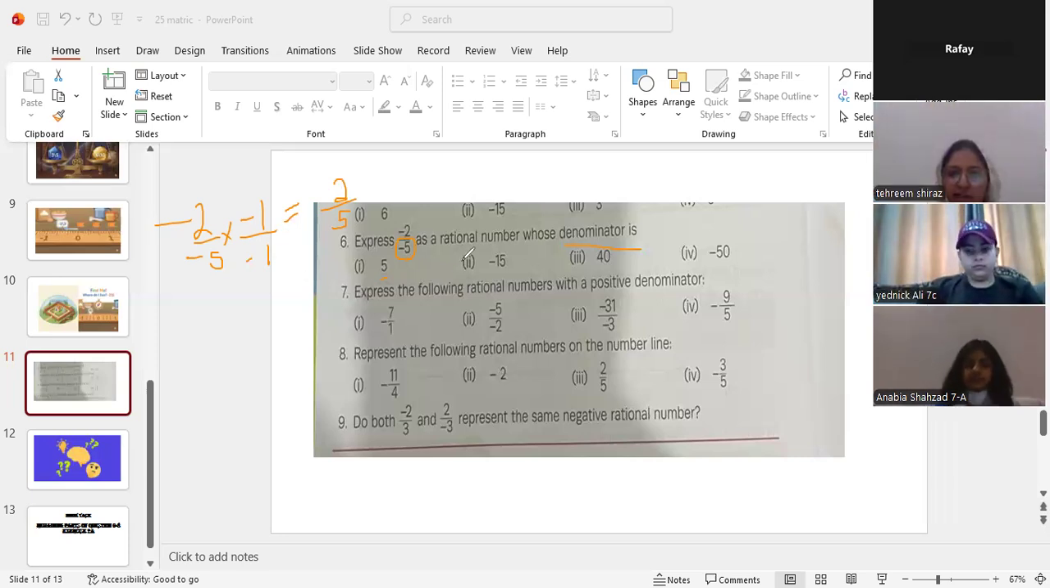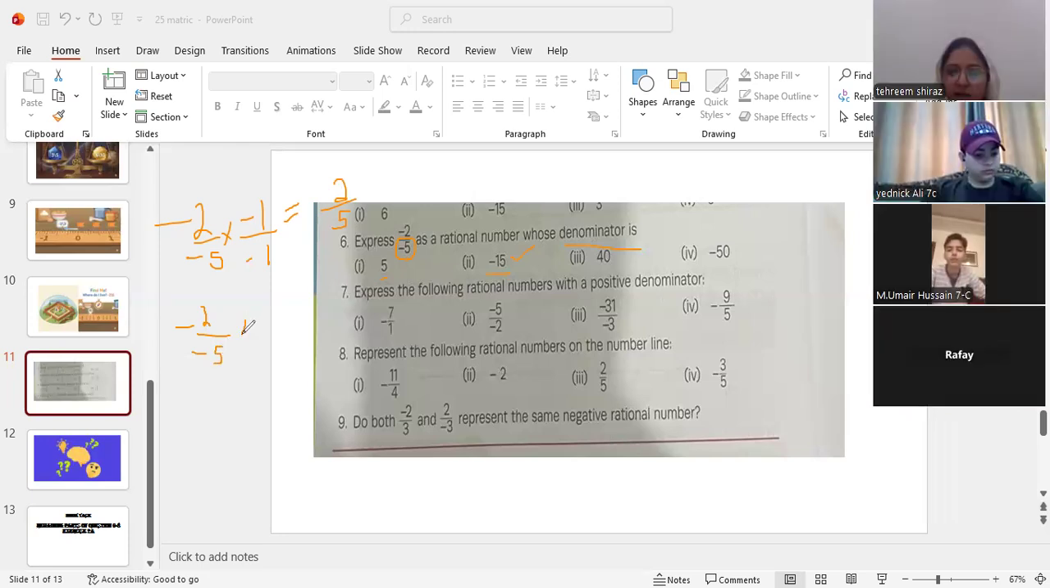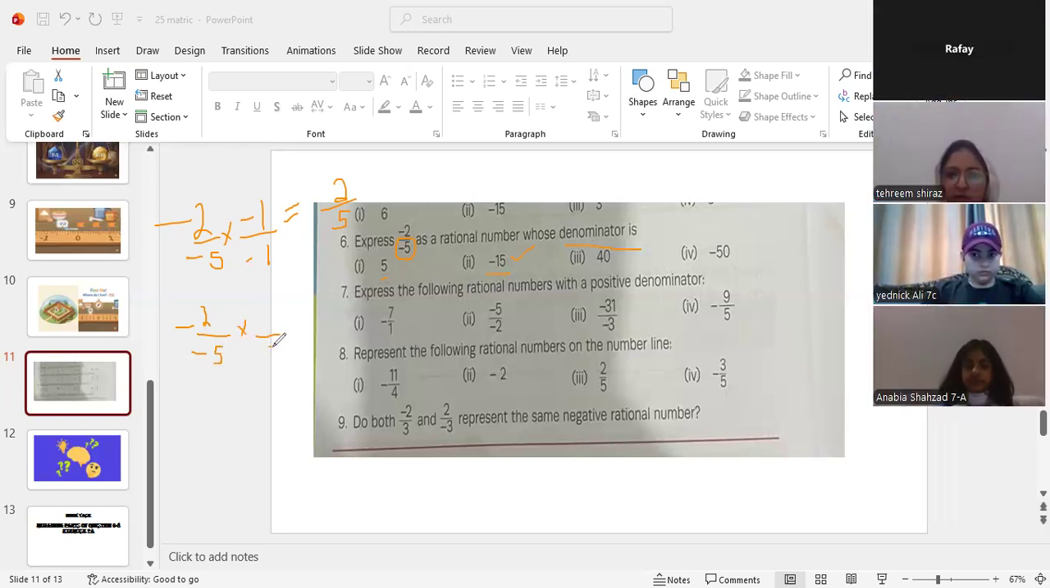The next part is express -2 by 5 as a rational number whose denominator is -15. Now I have to convert this -5 into -15. What I will do, I will simply multiply the denominator with 3 in order to make it -15. But according to the rules of the fraction, whatever we need to do in the denominator, the same we will do in the numerator. So the answer will be -6 by -15.